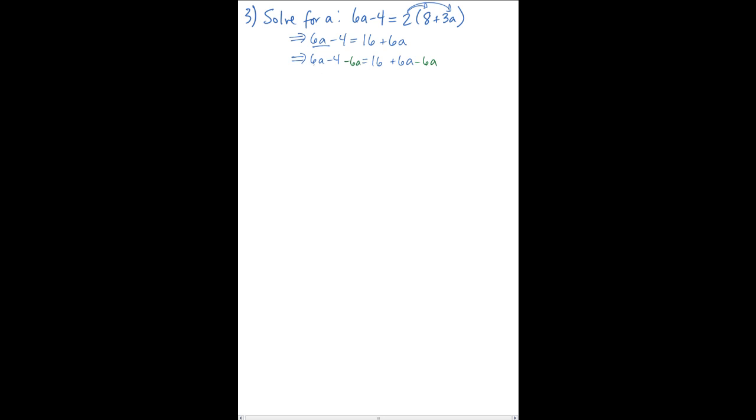So what happens? 6a here and the minus 6a here, we add them together, we'll get 0. So what we have on the left will simply be negative 4. And the 6a minus 6a here will equal 0. So all we have on the right is 16 plus 0, which is 16. Well, we notice something interesting here. We've gotten the statement negative 4 equals 16. This is absolutely not true.